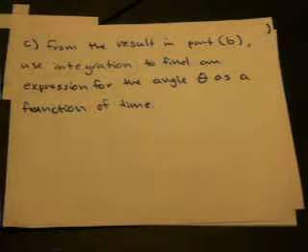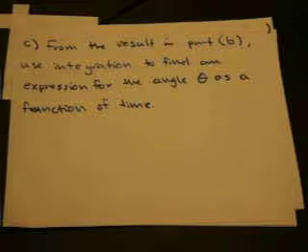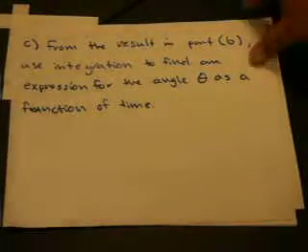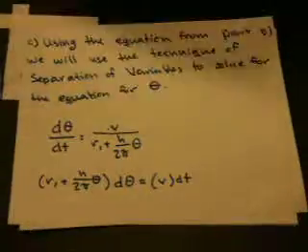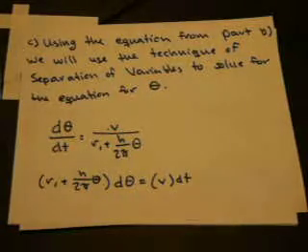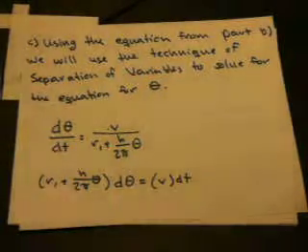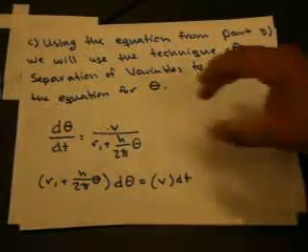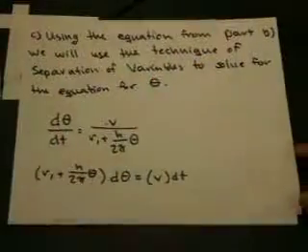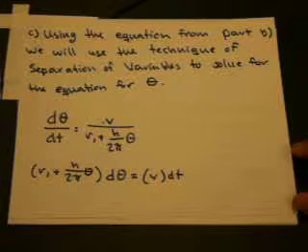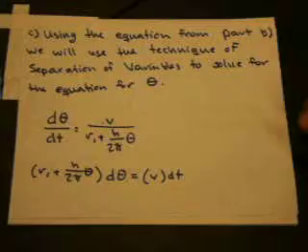Part C. From the result in Part B, use integration to find an expression for the angle theta as a function of time. Using the equation for Part B, we will use the technique of separation of variables to solve for theta. This is our initial expression from Part B. I will show each slide, and if need be, hit pause so you can review the steps of this problem.